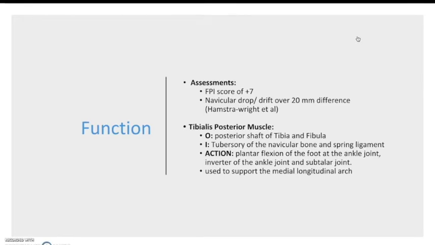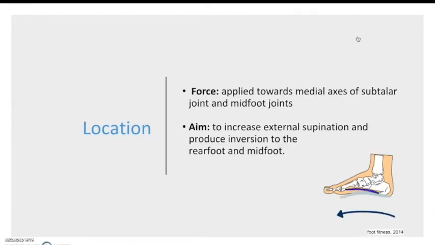Tibialis posterior originates on the posterior shaft of the tibia and fibula and inserts onto the tuberosity of the navicular bone and spring ligament. The tibialis posterior is an inverter of the ankle, subtalar joint, and midfoot joints. It is also a plantar flexor of the foot at the ankle, which is used to support the medial longitudinal arch. So where do you want to locate the force of the orthosis?